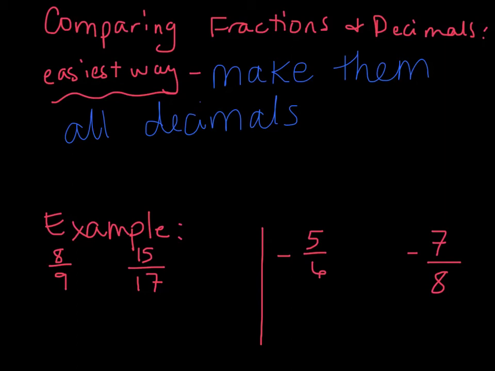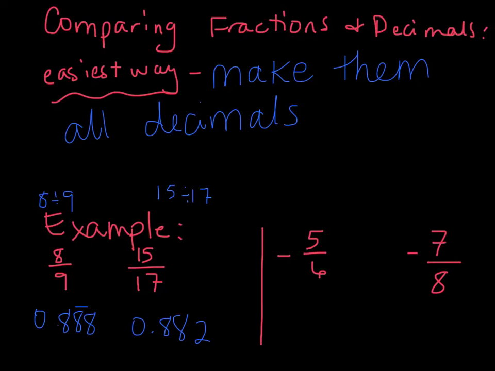So if I have 8/9 and I'm going to compare that to 15/17, the first thing I'm going to do in my calculator is 8 divided by 9. And I'm going to get 0.88 repeating. And then I'm going to do in my calculator 15 divided by 17. And I'm going to get 0.88235294, and so on.